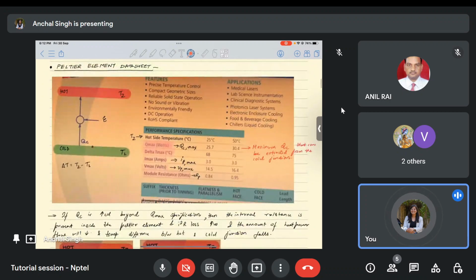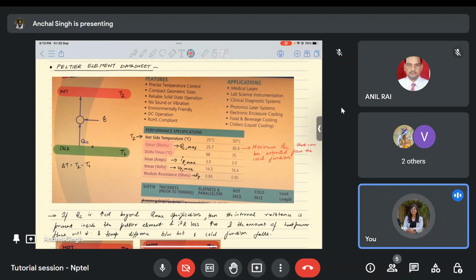Now, as we had already seen, whenever we talk about a new element and we are using it, before doing that, we try to understand the data sheet of that element. So in the Peltier element data sheet, there are a few important parameters. The performance specifications are the most important parameters. So depending on what hot side temperature you desire, you have different variations. So depending on whether your hot side temperature is 25 degrees Celsius or 50 degrees Celsius, you will use the separate columns. Now, then there is another parameter called Qmax.